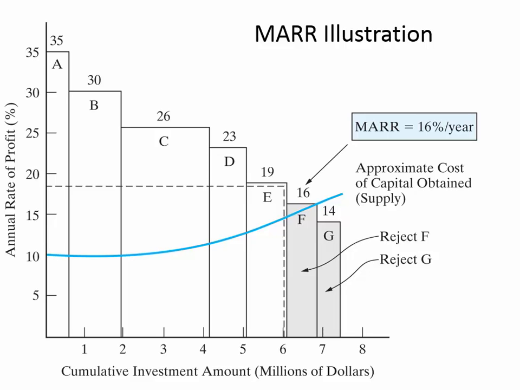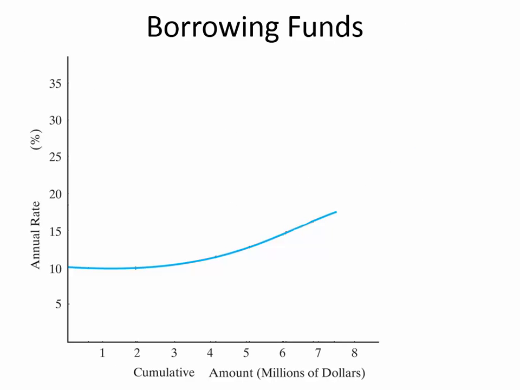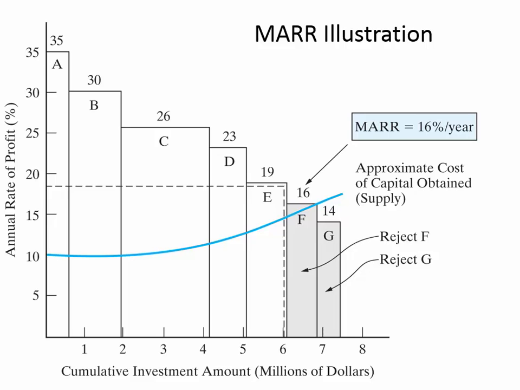Okay. So here's that secondary image. The axes mean the same thing. Cumulative investment amount. You'll notice that before I just had it saying cumulative amount. It's the same thing. Cumulative investment amount means I'm a company, I want to start lots of different projects.